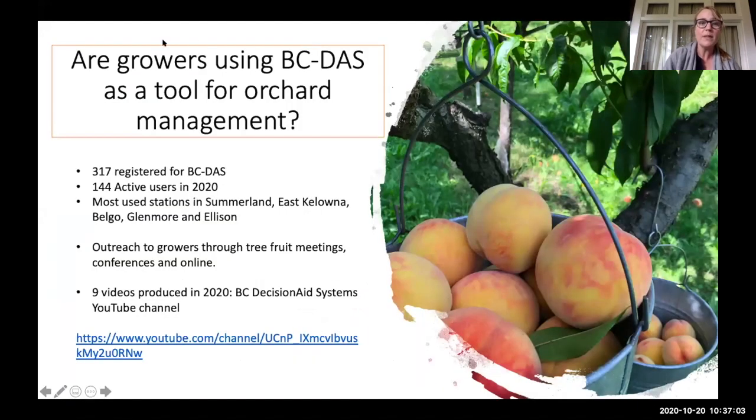So just to wrap up briefly on where we're at with the status of the project, we wanted to look at just how many growers have used the tool and how it is being effective. To date, we have 317 of our tree fruit growers registered for the system. We've had in 2020, 144 active users. So those are people who are signing on more than just once. These are people that are coming into the system, some of them daily, some of them a couple times a month, or some of them during the critical time periods around bloom to use the system.